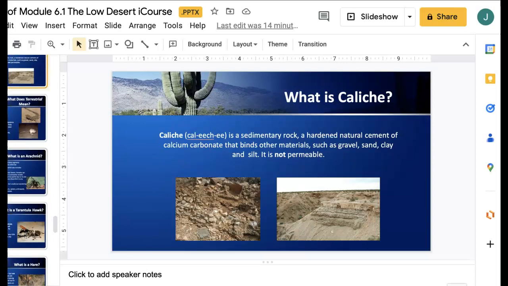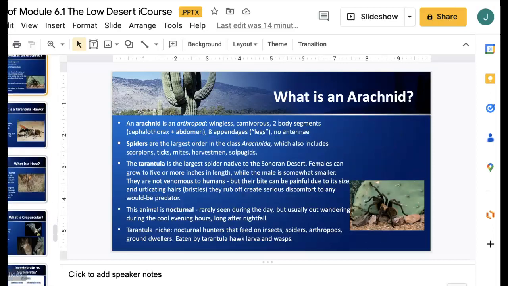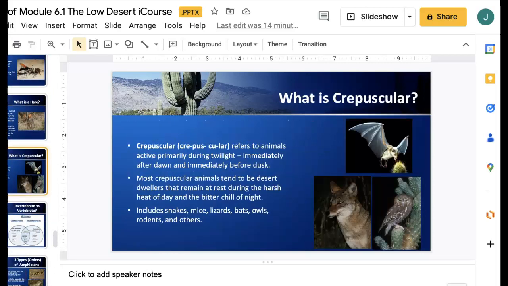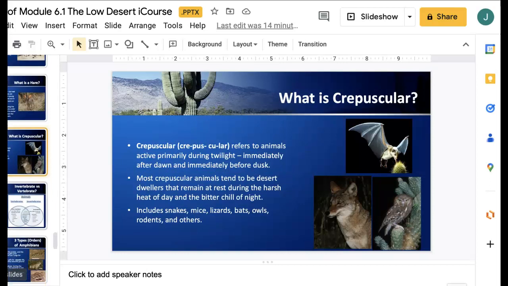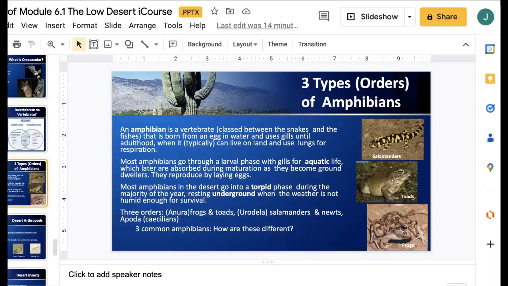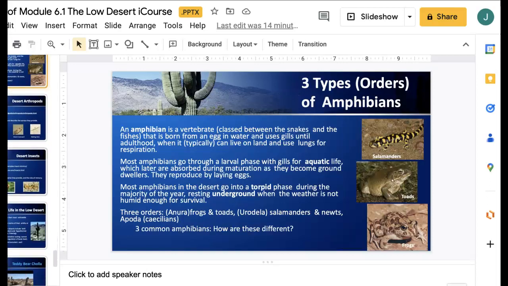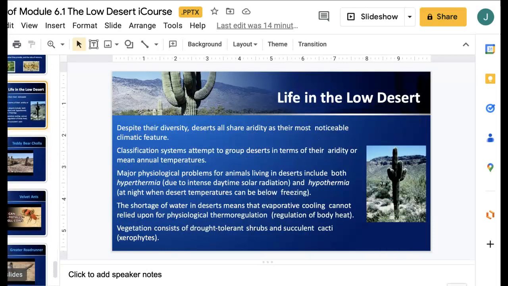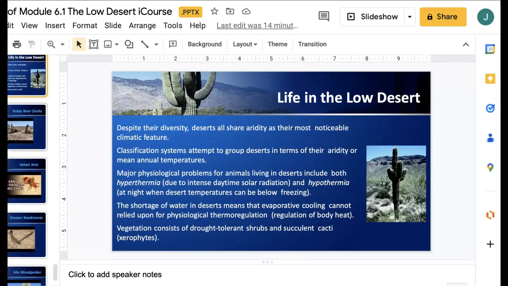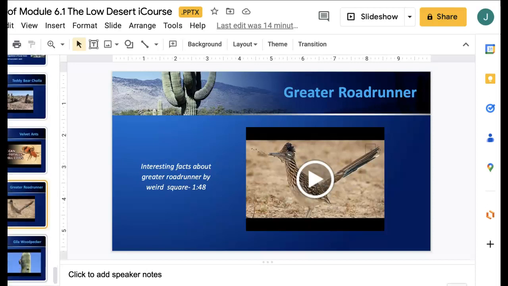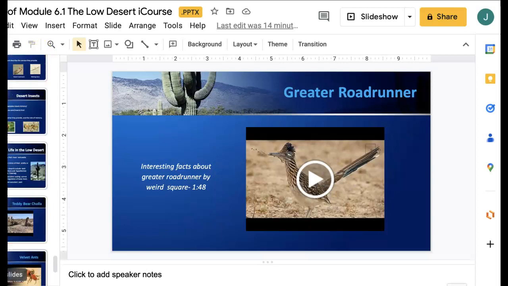caliche, we consider why these are important, and then some more about fauna, and we talk about crepuscular animals, those that are really active, primarily during twilight. And then more here, arthropods, insects, amphibians. So you learn a lot about life in the low desert. And again, it ends off with some more short videos that you're going to learn some interesting facts, to see some of these animals and critters at work, at their most active.